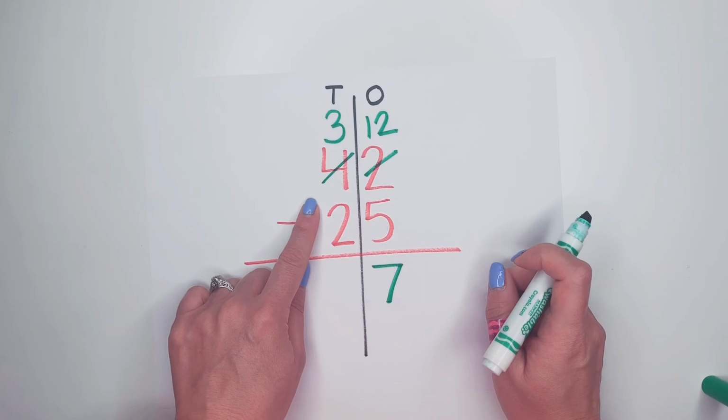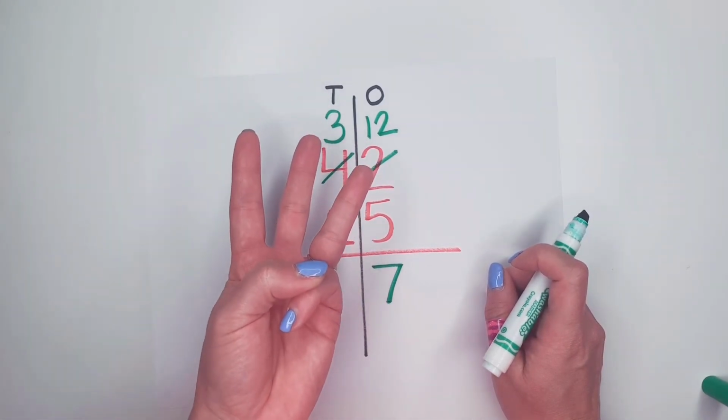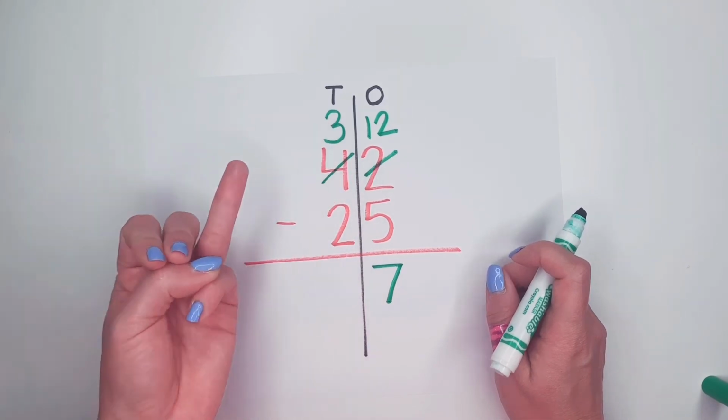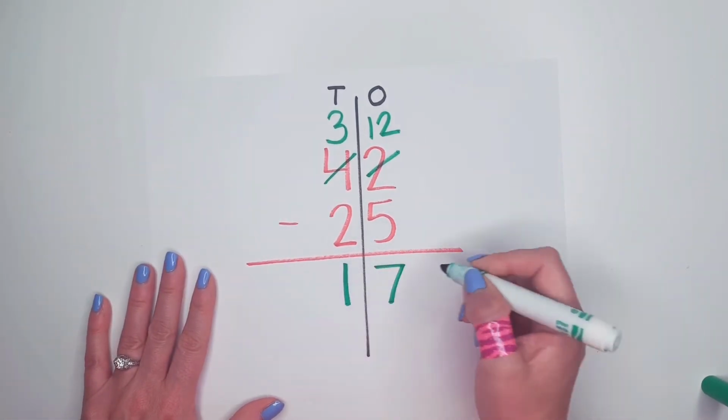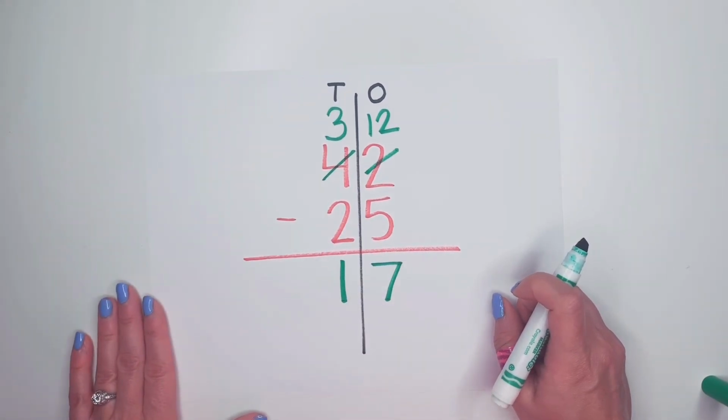Now we can move to our tens column. We have 3 minus 2. Well, I know if I had 3 cookies and if I give 2 away, that gives me 1 cookie left. So that means 42 minus 25 equals 17.